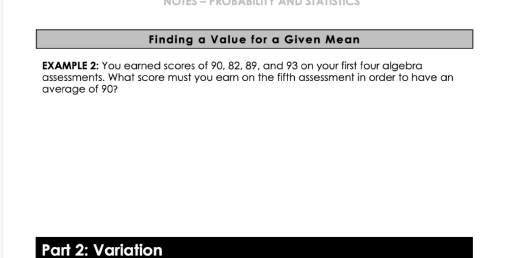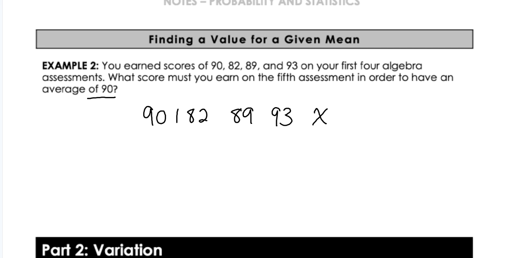In this case, so far we have scored a 90, an 82, an 89, and a 93. And now I'm going to take my last, my fifth test. Together, those are my 5 data pieces. What I want is an average score of 90.